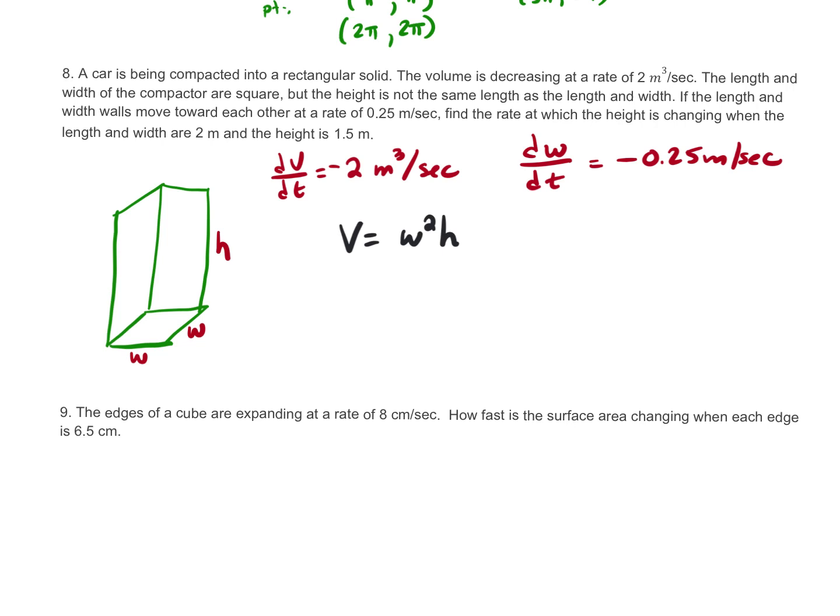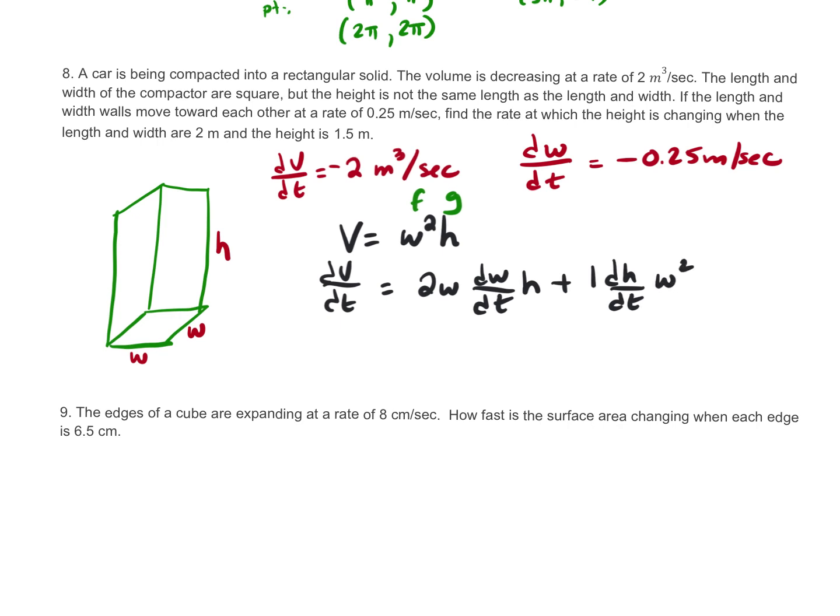So length times width times height, W squared times H, we will now differentiate with respect to t. So we have dV/dt. Now this is going to be a product rule problem because we have f and g. So f prime is going to be 2W dW/dt. Remember, anytime you differentiate a variable that is not itself, you're going to add that dW/dt, times H, which is g, plus g prime, which is 1, dH/dt, times W squared.